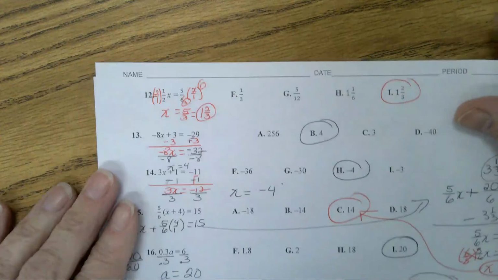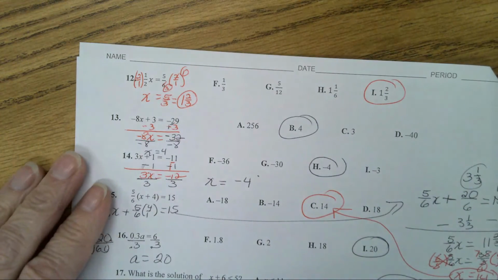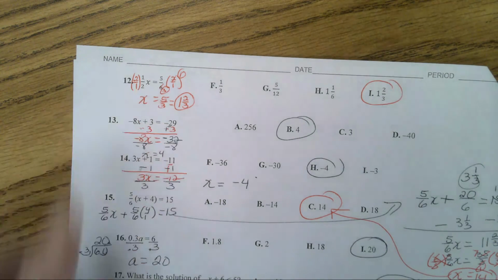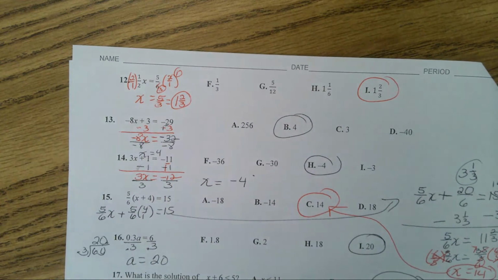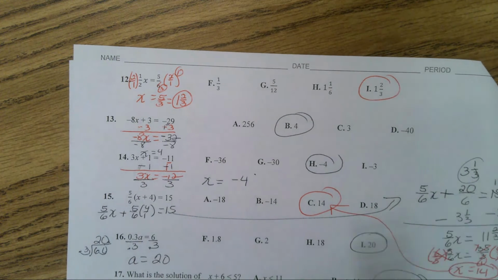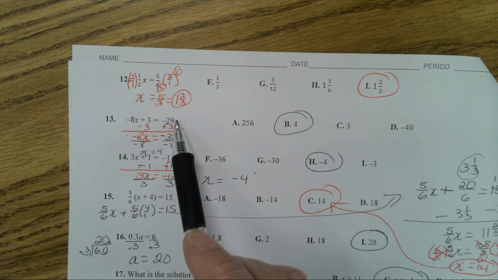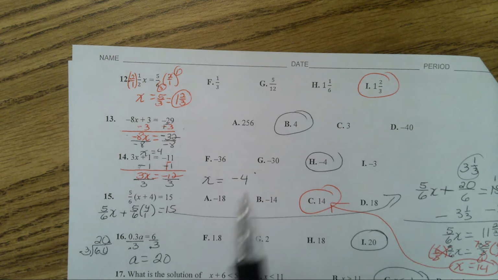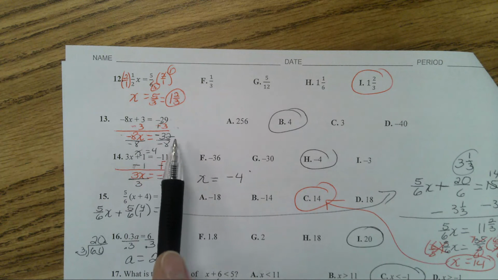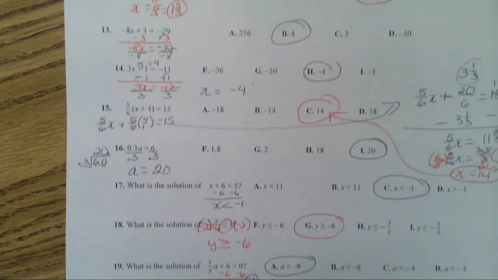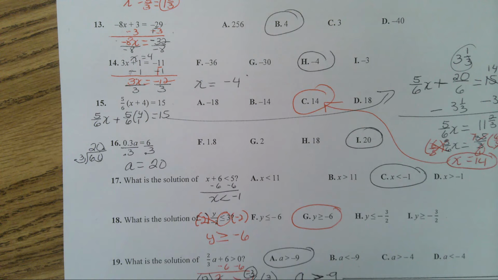In number 12, you should have 1 2/3. 5/3 simplifies to 1 2/3. You multiplied both sides by 2 over 1. In number 13, you subtract 3, and when you add the opposite, negative 29 plus negative 3 is negative 32. Then you divide both sides by a negative 8. Negative divided by negative is positive 4. X equals positive 4.